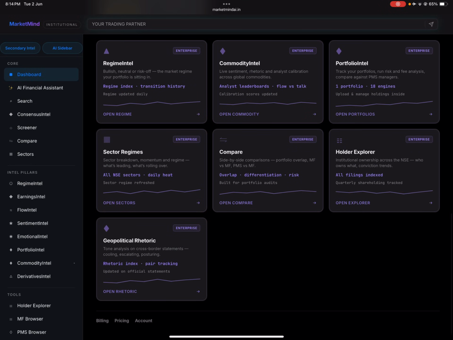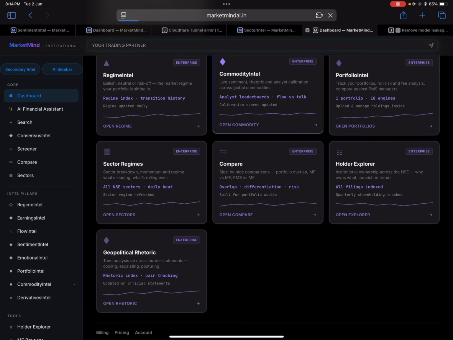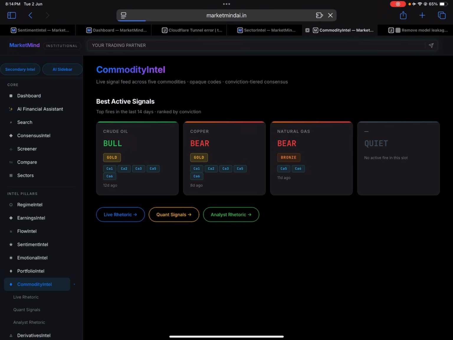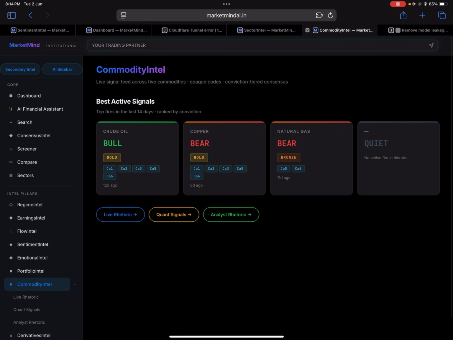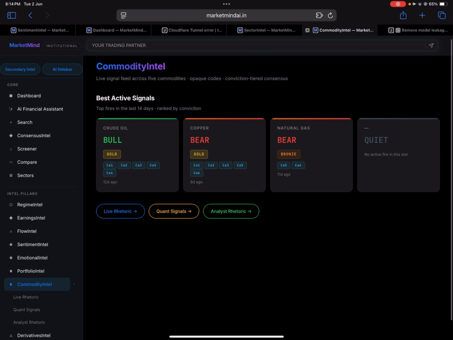Today, we're going to be focusing on commodity intel and the geopolitical rhetoric since they are sort of connected. So, first, we get these consensus signals, and in these four spots, we only get the best signals here on the main page. So, we have live rhetoric, quant, and analyst rhetoric signals, but only the best ones, that means the ones with the best win rate, get shown here on the main dashboard. Let's go through them one by one.